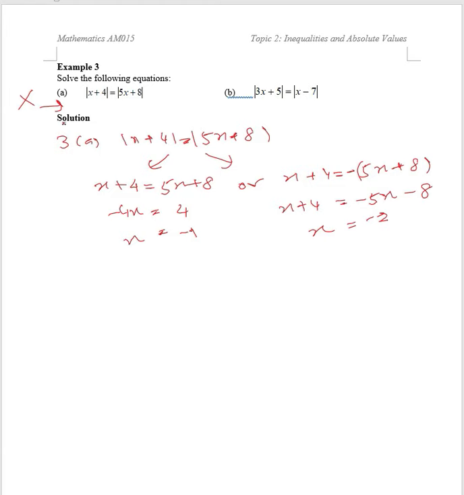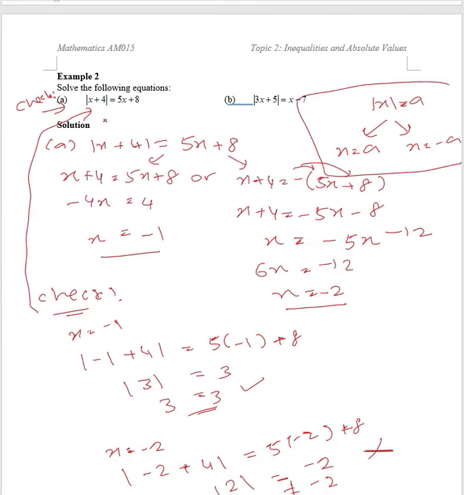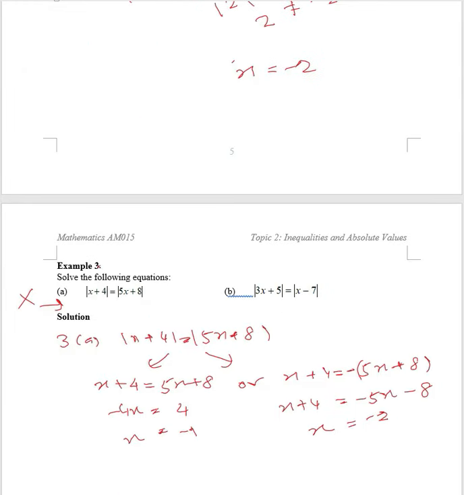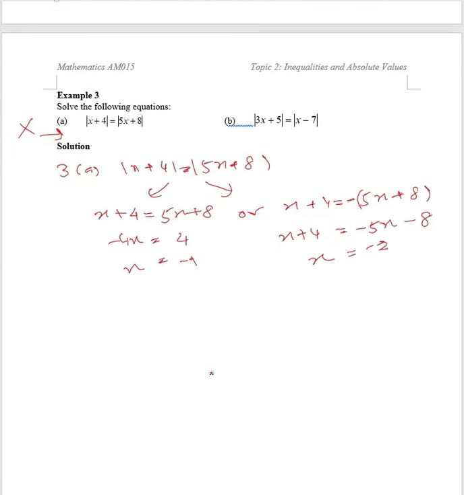In example 2a, this pattern of question, we have to check the answers. But in example 3a, we don't have to check the answers, because now we have the absolute value both on the left and right side. If you check, you will always get the answers as correct. So to save your time, you don't have to check for this type of question.